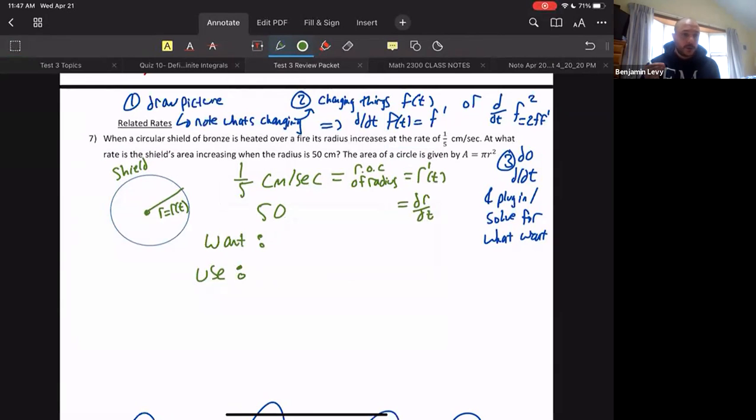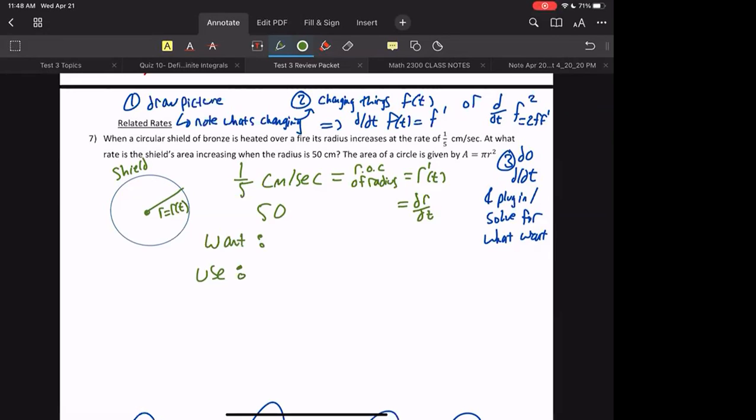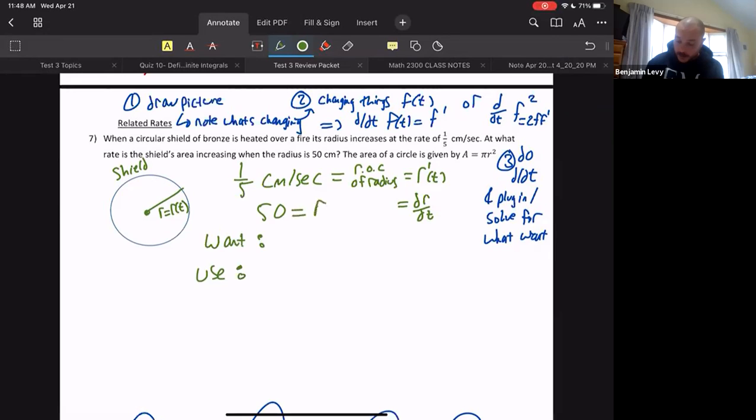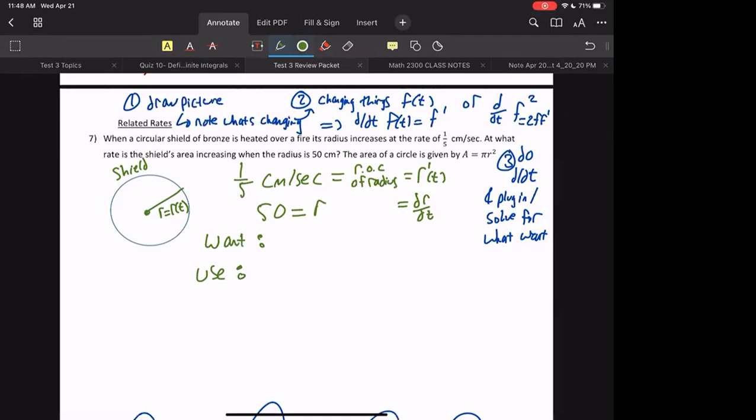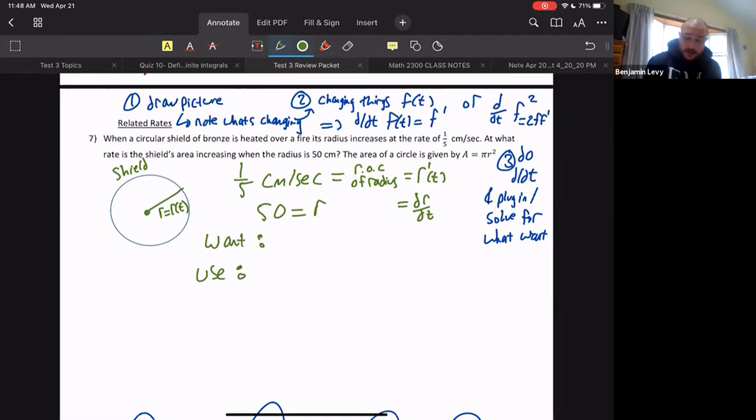It's really important we see that, and you should realize it's a rate because it's centimeters per second. That's telling you it's not just centimeters, it's not just seconds, it's something per something. That means it's a rate. What's the 50 thing? 50 is what the radius equals. That's a radius value. What do we ask for? It says at what rate is the shield's area increasing? Right, so the area is increasing. Thoughts about that?